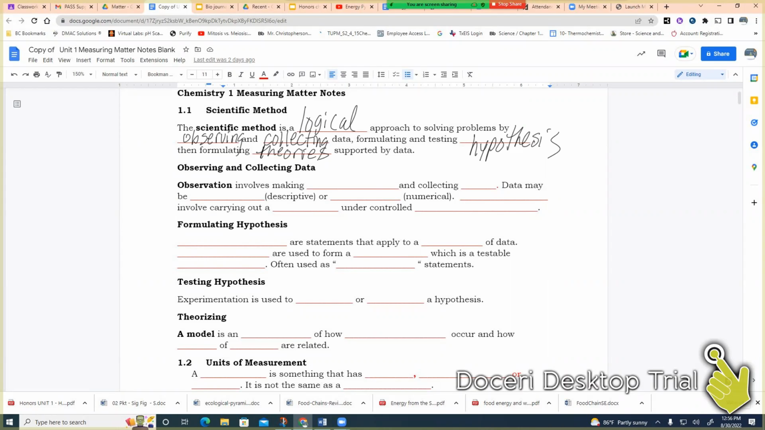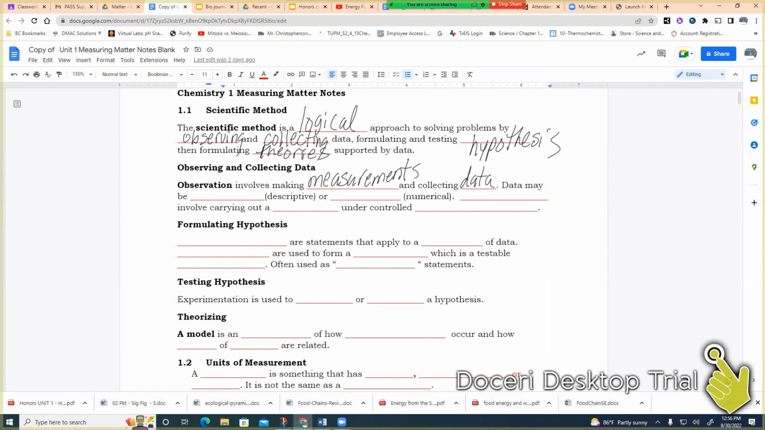And if you remember theories from biology, those are things that do have a lot of data that proves them or backs them up, but they can change as new things are discovered. So observing and collecting data, that would happen through experiments. So observation involves making measurements and collecting the data, however you like to say it.